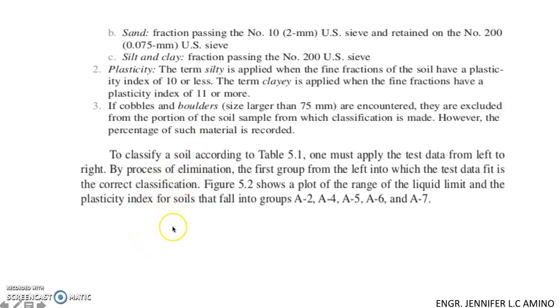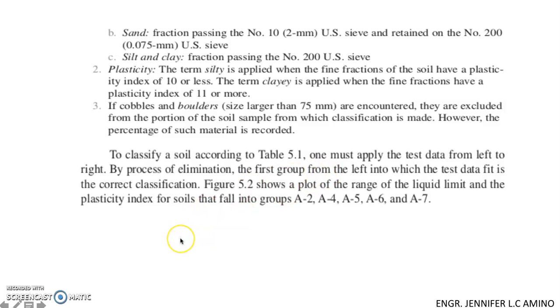To classify a soil according to the table presented in AASHTO, one must apply the test data from left to right. What we have done a while ago was an illustration of how to make use of the table. You read it from left to right, and the process is through elimination. The first group from the left into which the test data fit is the correct classification.